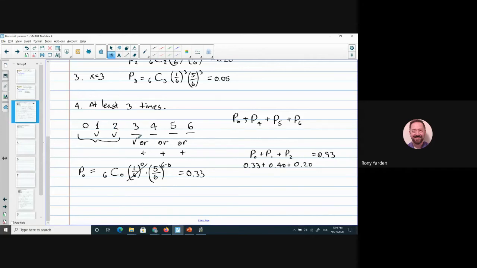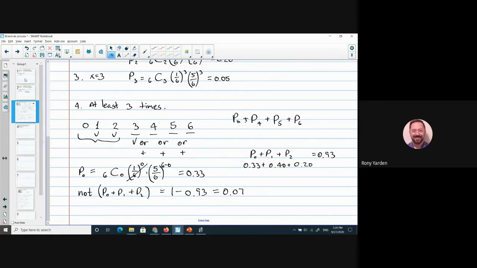Now we want at least 3, which means we want not 0, 1, or 2, or not 0.93, which is 1 minus 0.93, which is 0.07. Okay, so this is our answer.